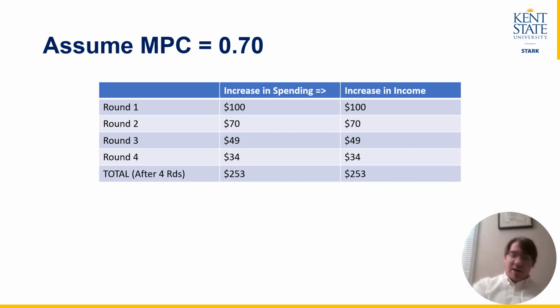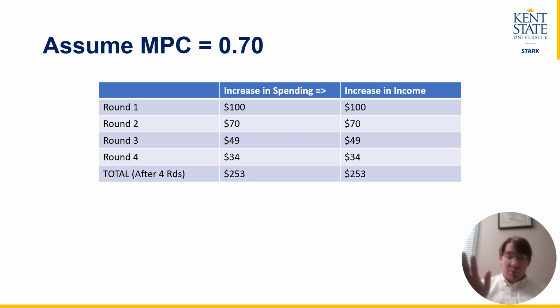So they take that $70, they say, oh, this is fantastic. I'm going to spend 70% of this. That's $49. So now we have a third round of spending. And then we can keep going round after round after round. So in this case, that $100 of original spending actually turns into $253 at the end of 4 rounds.